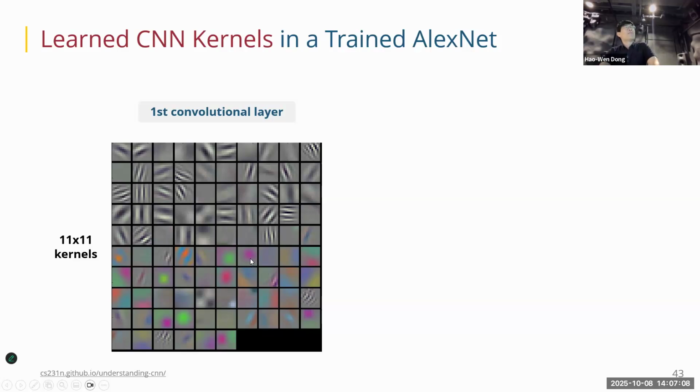There's also color block detector. So this is basically detecting this pink color. This is detecting red color, green color. So there's just like single color detector. There are also contrast edge detector, where you see the different colors and you see the contrast.